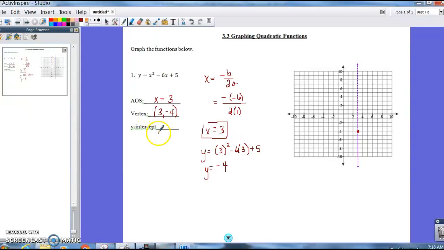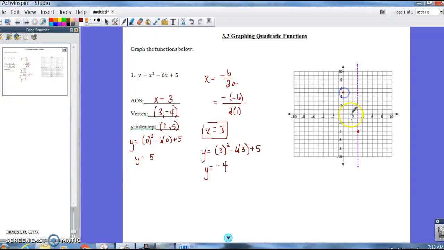That's the only information I have so far, but there is one other piece that I can find, and that's the y-intercept. To find the y-intercept, all we're doing is plugging 0 in for x, because the y-intercept is on the y-axis, and everywhere on the y-axis x is 0. So if I plug 0 in for x, I get 0 squared minus 6 times 0 plus 5. So that would give me 0 minus 0 plus 5, which is just going to be 5. So my y-intercept is going to happen at 0, 5. So that would be right here.